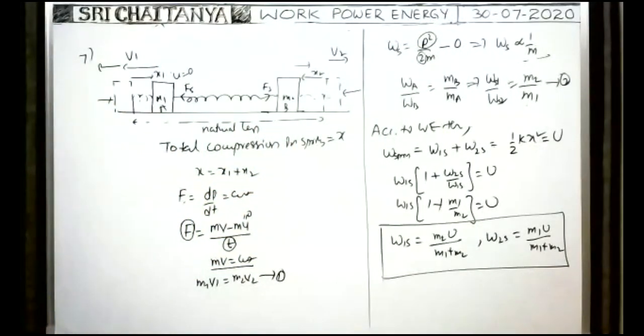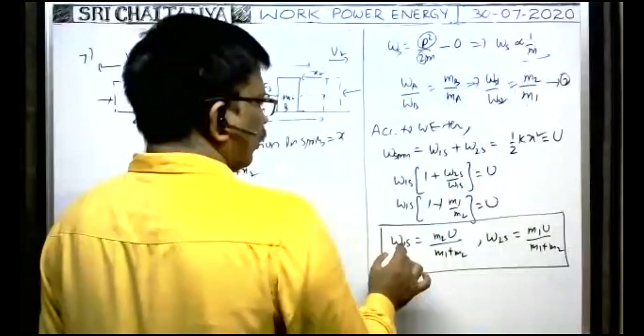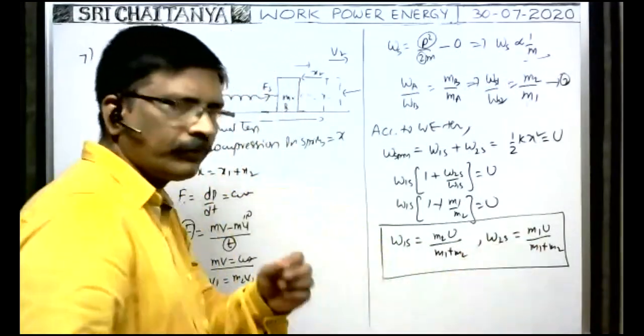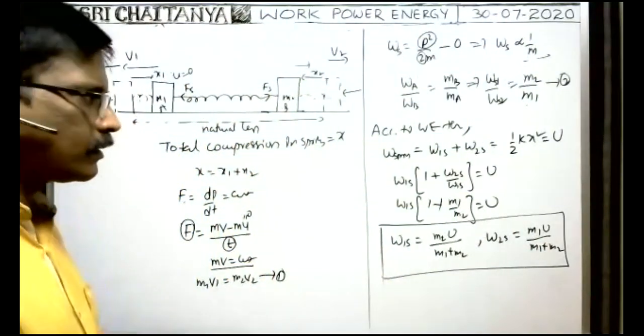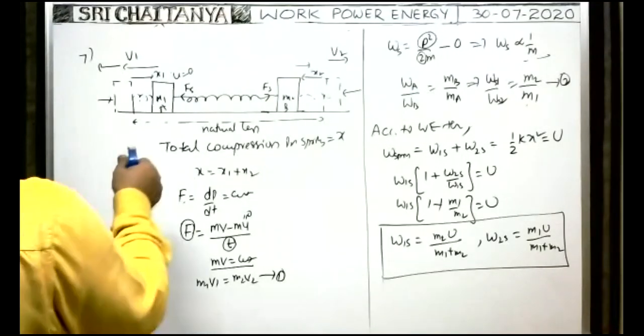Okay. So therefore, from this we got work done on the first block by the spring is equal to this one, and on the second block this one. Okay, this is the case. Next, one more problem you see.